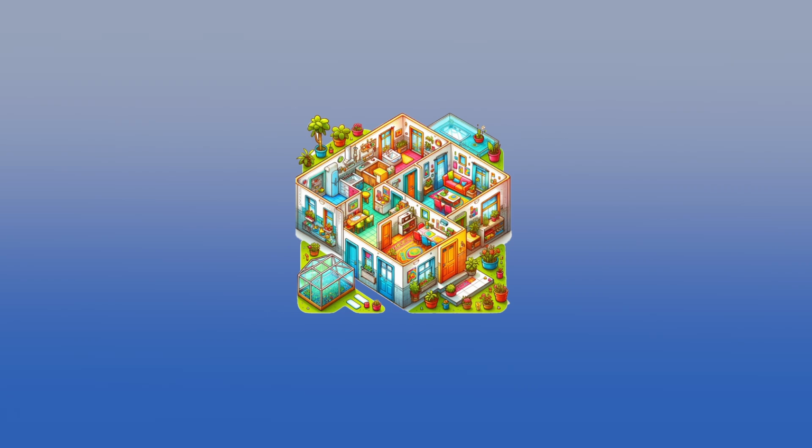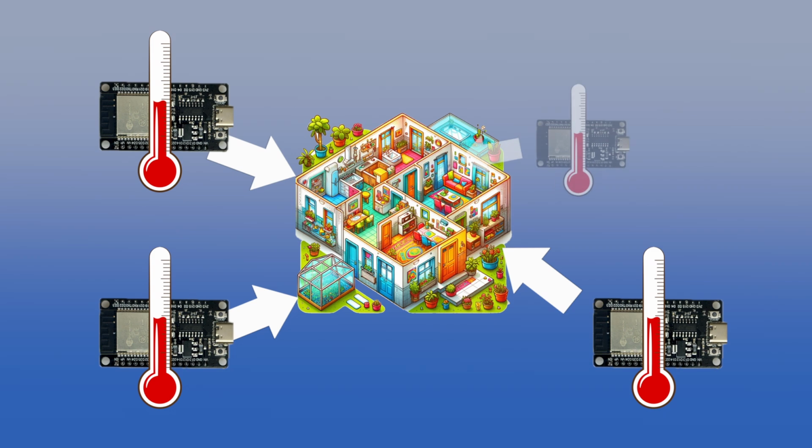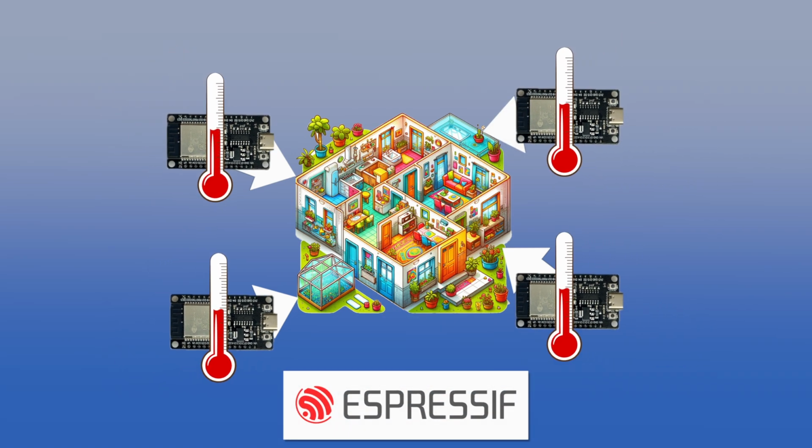A smart home isn't just a collection of controlling devices, it also includes a network of sensors. For example, to be able to control a heating system effectively, we need to monitor the temperature in various building zones. So today we are creating a mesh of thermometers connected to a Wi-Fi network.